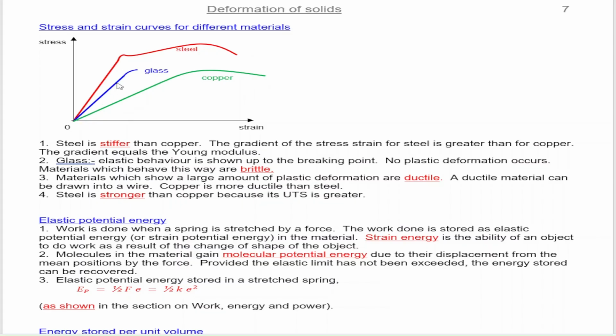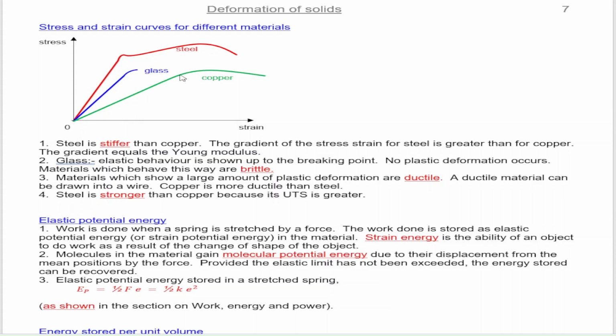Stress strain curves for different materials. A brittle material tends to have just elastic deformation. Beyond the elastic limit, it breaks. Little to no plastic deformation. Then copper, on the other hand, it is ductile, which means it can be drawn into a wire. So it has got a large amount of plastic deformation. A ductile material can be drawn into a wire, and copper is more ductile than steel. Steel, on the other hand, is stronger.